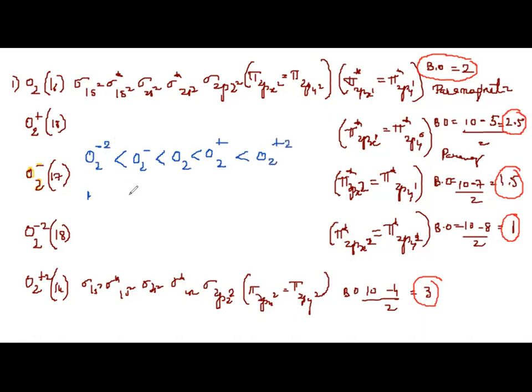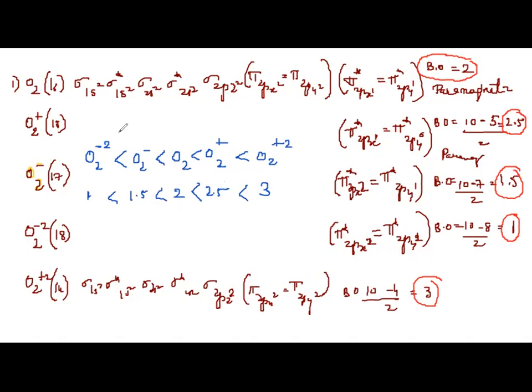Please do remember this. Bond order of O2 minus 2 is 1. O2 minus is 1.5, O2 is 2, O2 plus is 2.5 and O2 plus 2 is 3. Yes, correct or no? And we know also this is having larger size, so bond order is less and bond energy also will be less. This is having smaller size, bond order is more, bond energy also will be more. So whatever calculations we have done are absolutely right. Please do remember this concept.